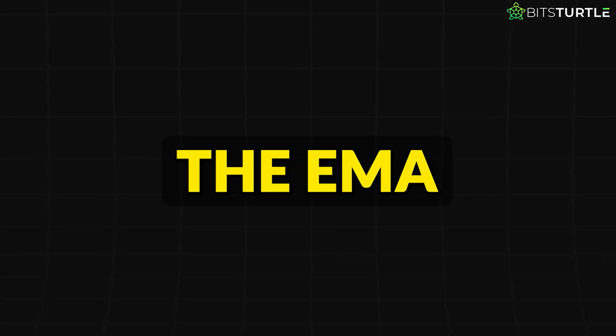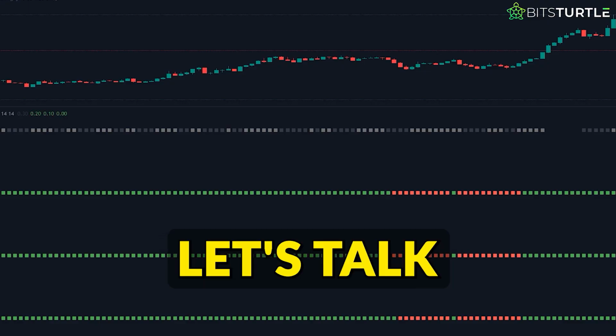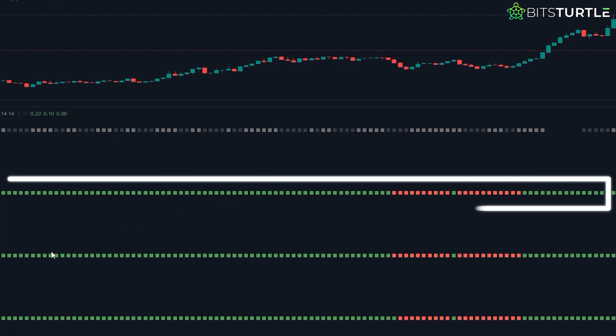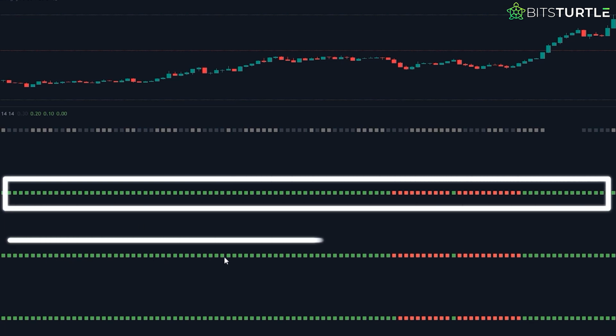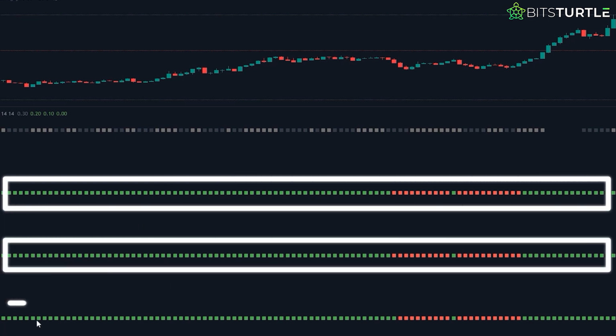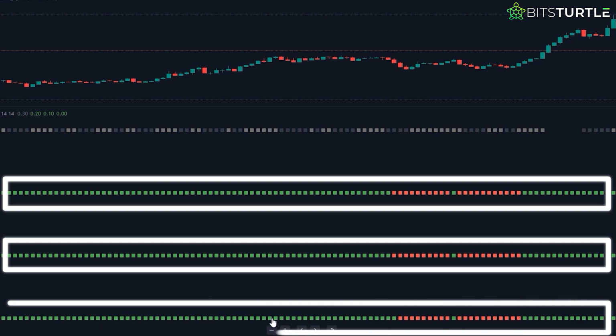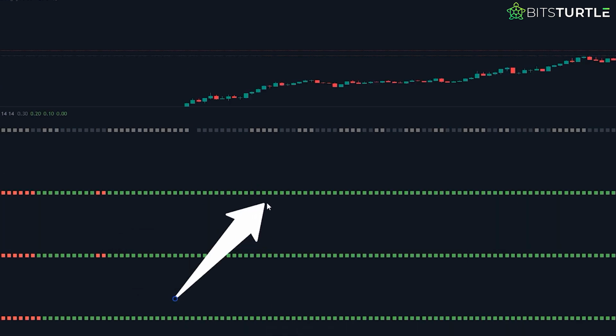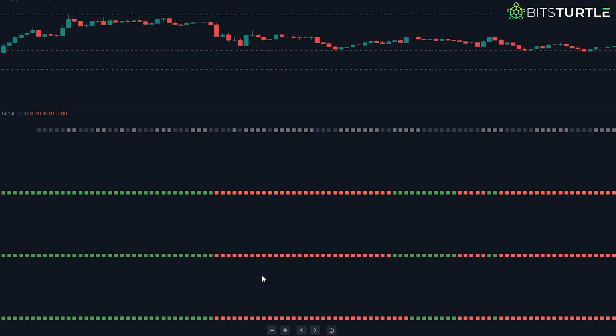Understanding the EMA trend meter. Let's talk about how to read the EMA trend meter. This indicator uses 3 different exponential moving averages, EMAs, to help us see if the market is moving up or down over time. The EMAs are represented by colors, green for an uptrend and red for a downtrend.